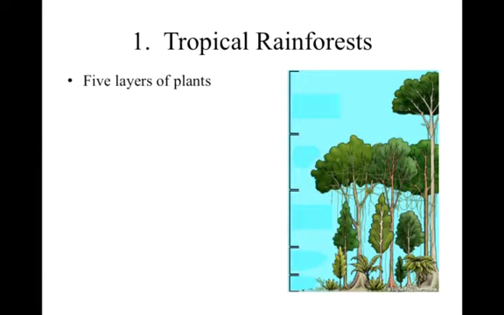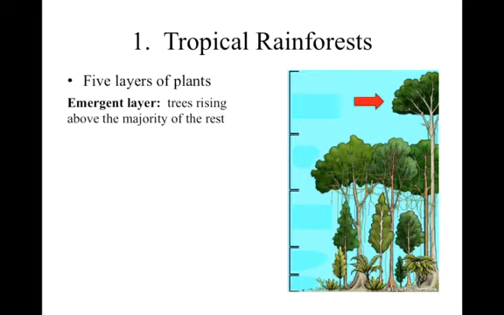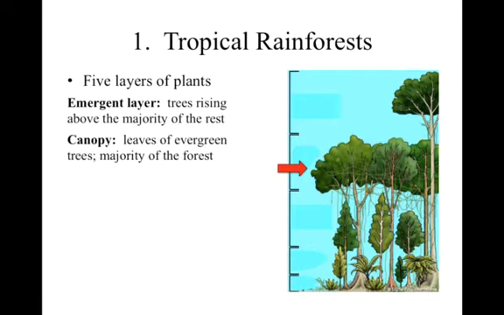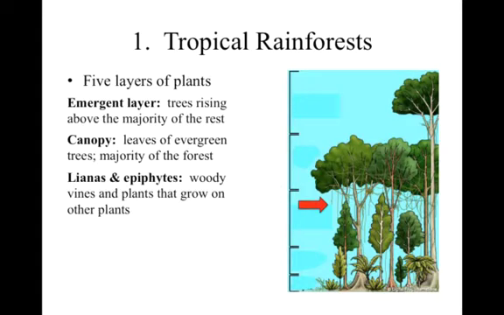All right, so tropical rainforests tend to be divided into vertical layers. To understand what makes up a tropical rainforest, we have to talk about those layers. The first is the emergent layer, and these are the trees that rise above the majority of the rest. Below that, we have the main canopy level, and this is the leaves of evergreen trees, and this is the majority of the forest. This is the main bulk of the tropical rainforests.